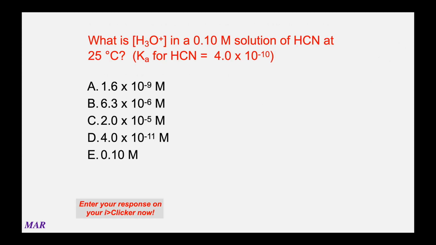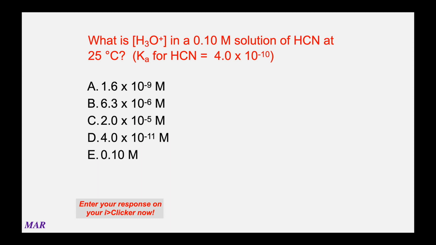Oh joy. In this question, we want to find the hydronium of a 0.10 molar hydrocyanic acid solution at 25 degrees Celsius, and the Ka for hydrocyanic acid is 4.0 times 10 to the minus 10th. I recommend you work on this problem. Pause the video. You can work on the problem, and when you're ready to talk about the answer, you can unpause the video and we'll talk about it. Pause the video now.